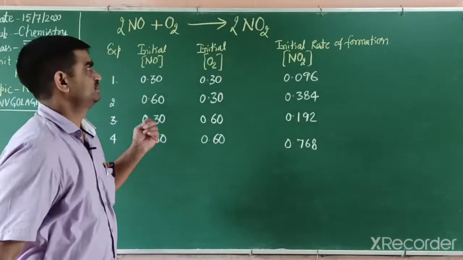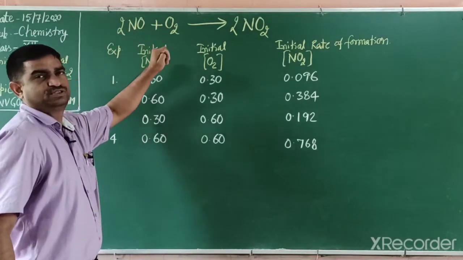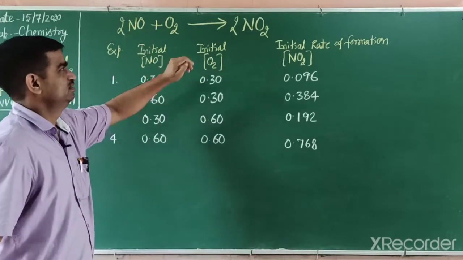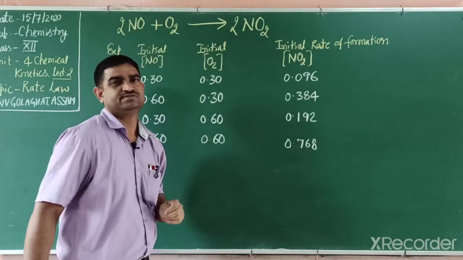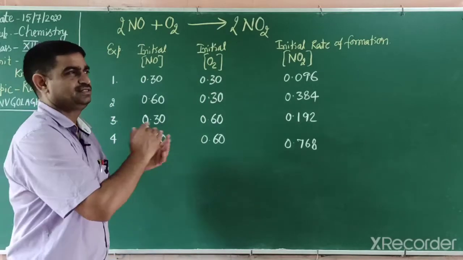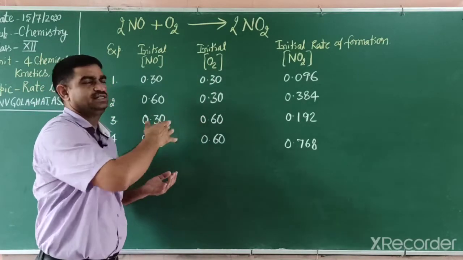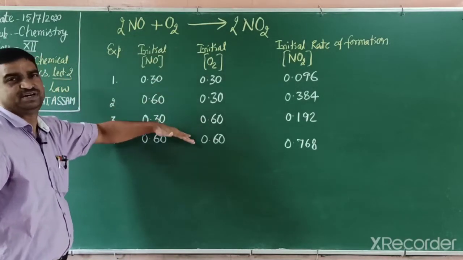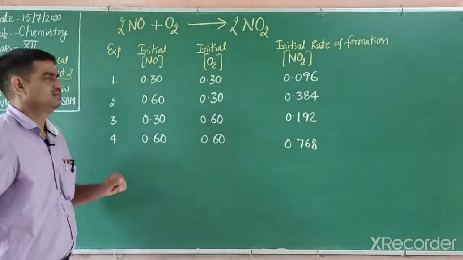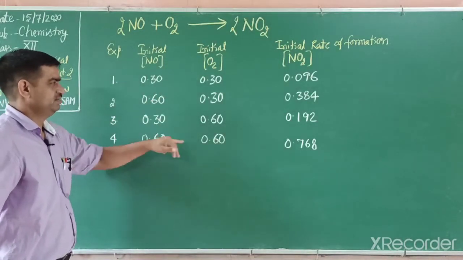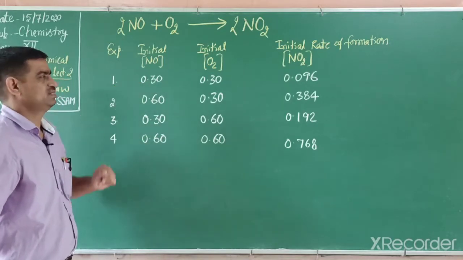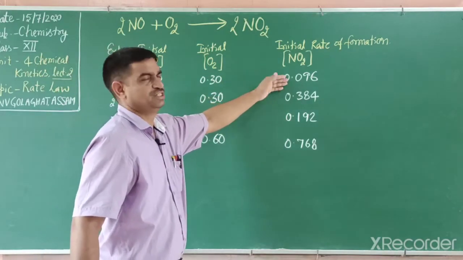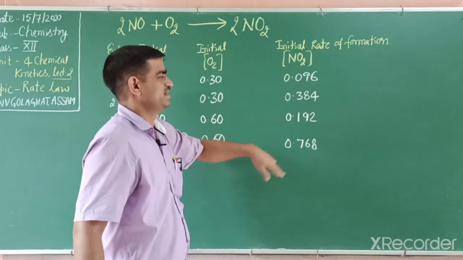Students, we take an example of nitrogen monoxide reacting with oxygen. We can say nitric oxide reacts with oxygen and is converted into nitrogen dioxide, a brown color gas. In this reaction, we take different experiments. When the initial concentration of any one reactant is increased or decreased, the other one is doubled. In this experiment, first and fourth have the same concentration. So we can see the initial rate of formation of nitrogen dioxide is different.